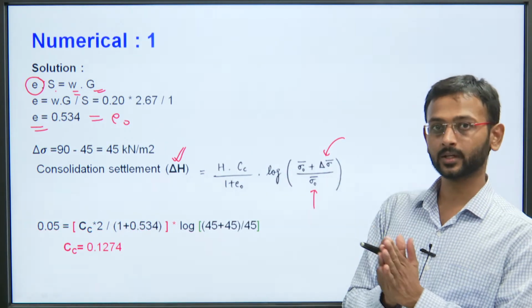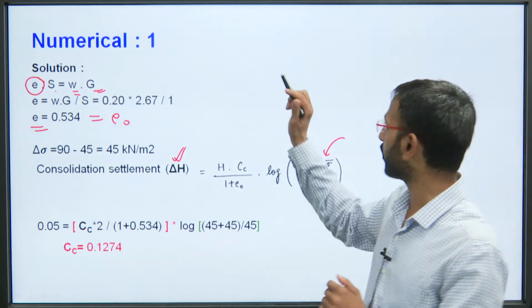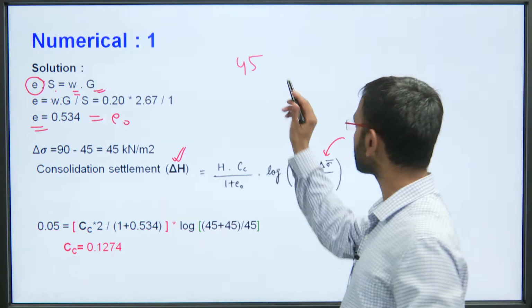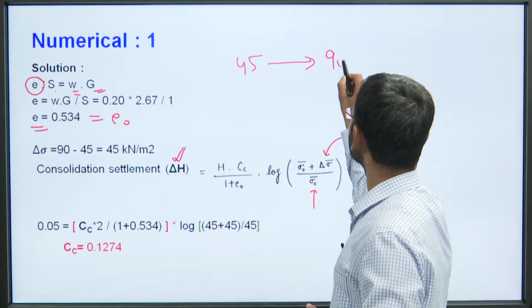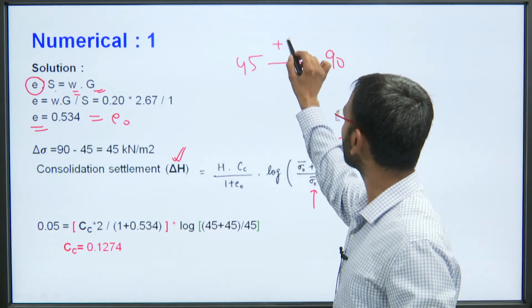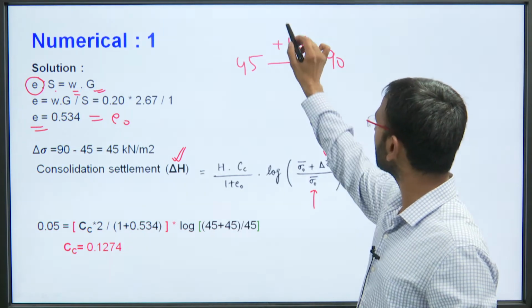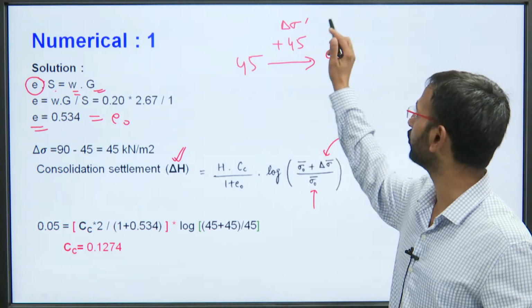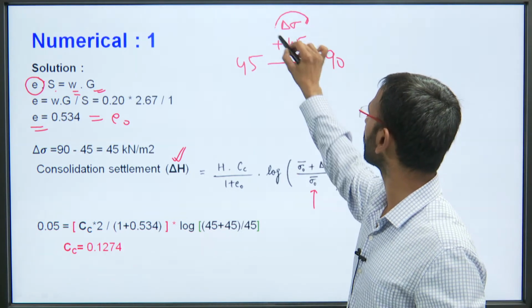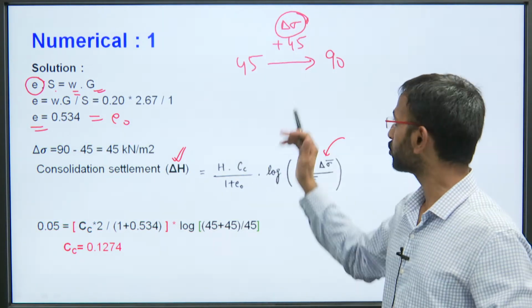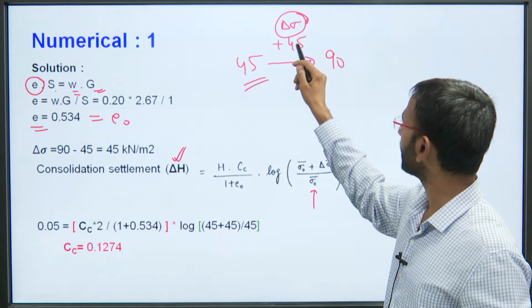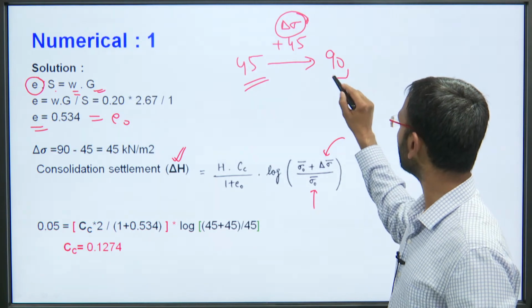When the compression takes place, initially the load was 45, and finally the stress was increased to 90. So the change was plus 45. This will be delta sigma dash, or the delta sigma value actually, not the pore water pressure but the delta sigma value. So 45 plus 45: this is the initial one, 45, this is the change, and this is the final value, 90.